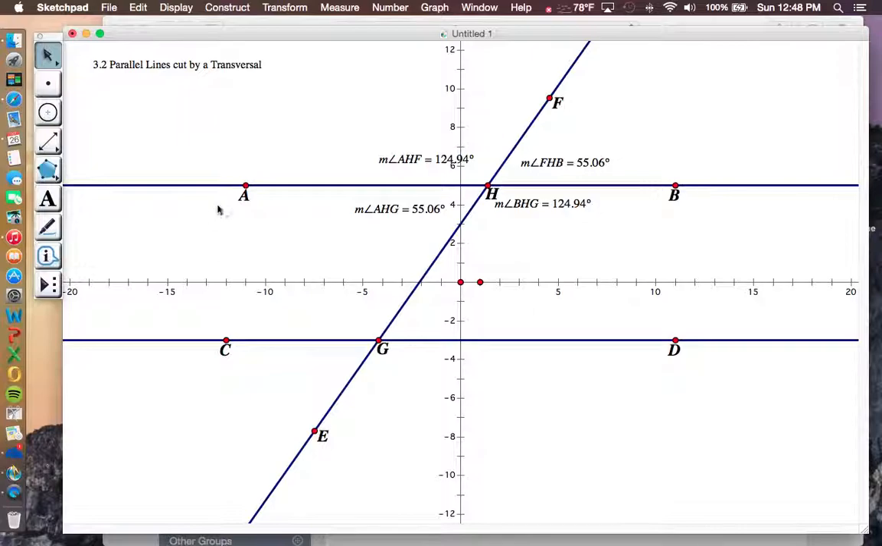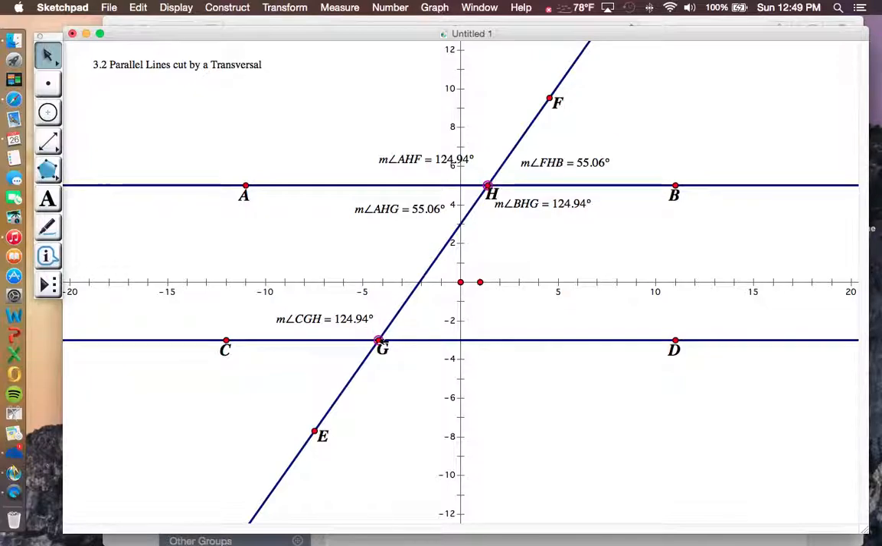Okay, so let me go ahead and select points C, G, H and measure that angle. And so I get, oh wow, I get 124.94. That's interesting because it's the same angle as that, it's the same angle as this, and it's the same down here. So I'm going to bet that if this is 124.94, that this angle down here is 55.06. Let's just try and see if that's what we get.